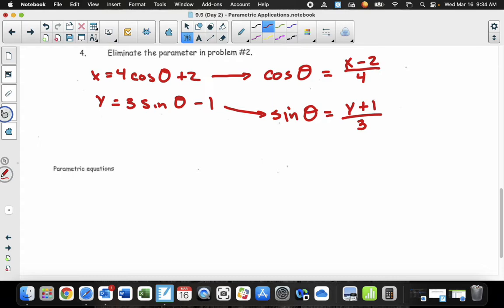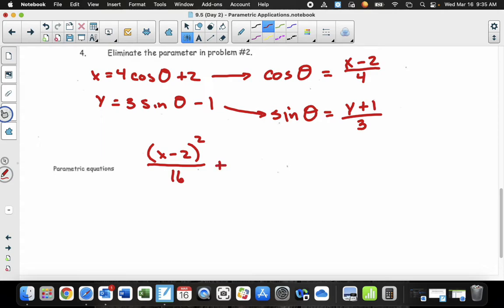And now here's where I'm going to end up getting rid of the sine and the cosine. The number one trig identity we worked with way back in chapter 5 was cosine squared plus sine squared equals 1. Well, if this is what cosine equals, all I have to do is square it. Remember, when we square a fraction, square the top, square the bottom. So we have (x minus 2) squared over 16. And yes, you can leave it just like that. You don't have to square this out. Matter of fact, I would encourage you not to square it out. And you'll see why in a second.